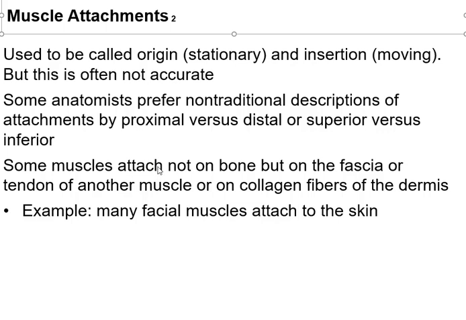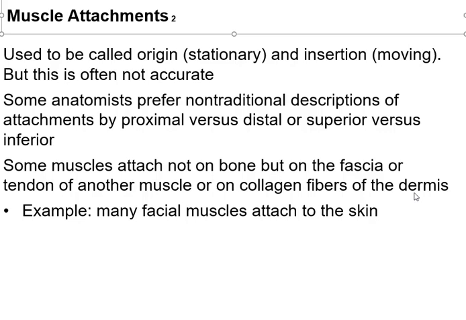Some muscles are not attached directly to a bone, but they're attached to the fascia or a tendon of another muscle. Or, in the case of the face, you have collagen fibers in your skin, in your dermis. You remember your epidermis and your dermis and your hypodermis. So you've got collagen fibers in the dermis, and you can have a muscle directly connected to the collagen fibers. So there's no bone there. And by contracting the muscle, it causes your skin to do things.